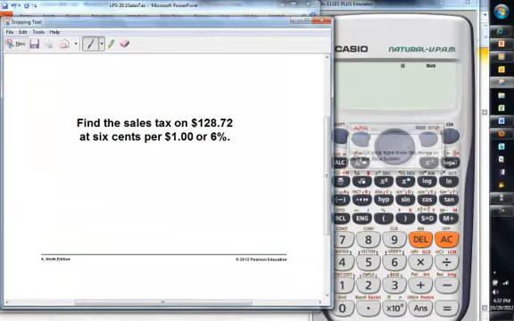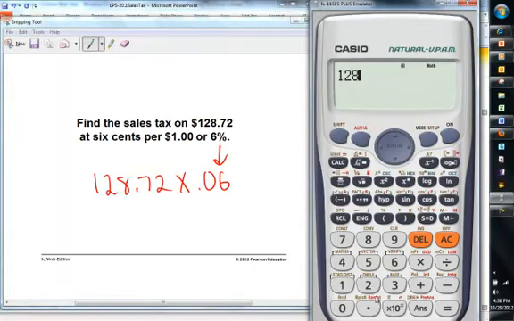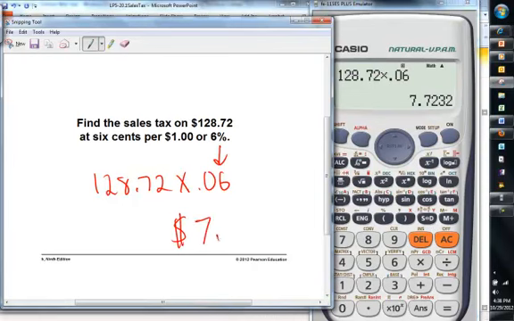Find the sales tax on $128.72 at 6 cents per dollar, or 6%. So since we want the sales tax, we're going to take 128.72 times 0.06. Remember, you have to switch that to a decimal. So on our calculator, we'll press 128.72 times 0.06, and we get $7.72. Next one.